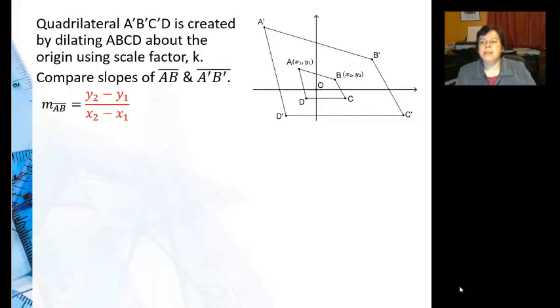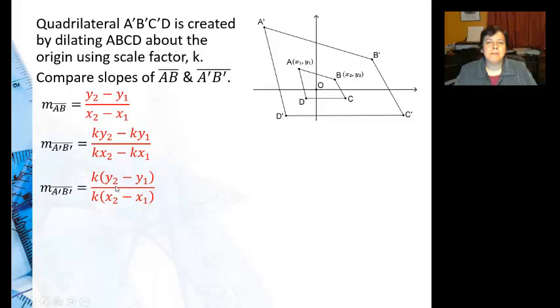Now I'm going to look at the slope of the top segment, A'B'. The way those coordinates were created is it's k times x1 and k times y1, and here it's k times x2, k times y2. So I just put those into the slope formula. I notice that I can factor k out of the top expression and the bottom expression. Those two are going to simplify to 1, which leaves me with (y2 minus y1) over (x2 minus x1). So I've deductively proven that the two slopes are going to be the same.